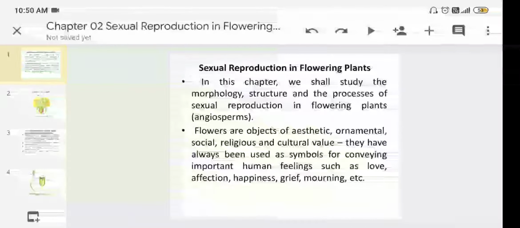Now we come to chapter 2, that is sexual reproduction in flowering plants. In this chapter we shall study the morphology, structure and the processes of sexual reproduction in flowering plants, that is, the angiosperms.